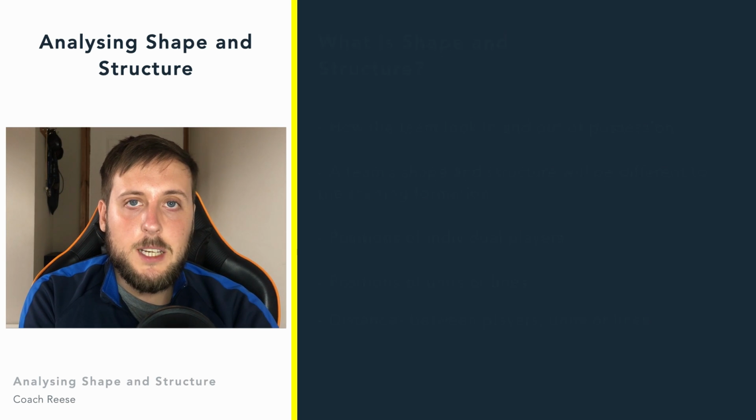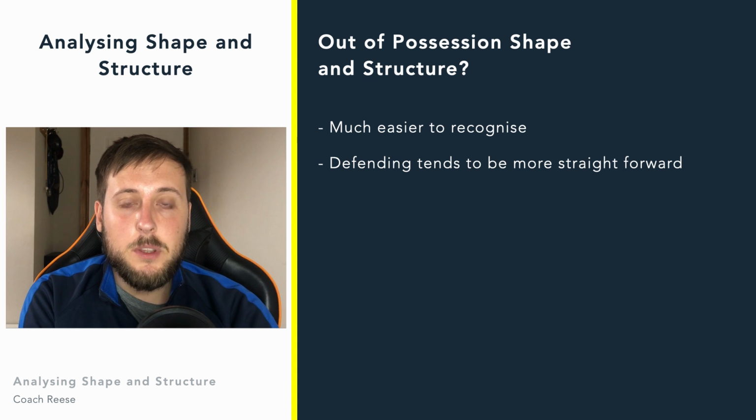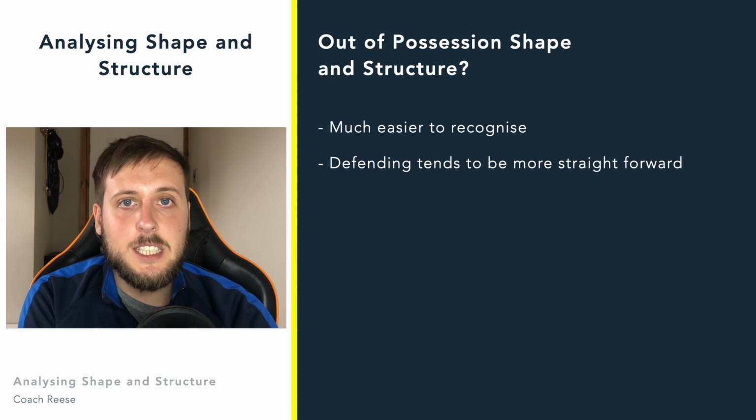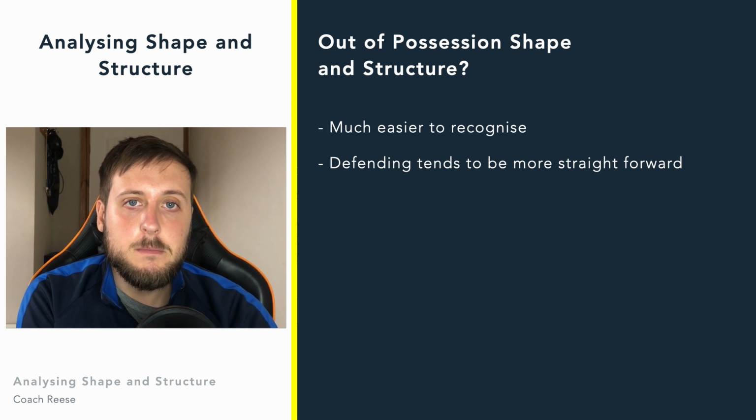So we're going to start with out of possession. And the reason we're going to start with that is because out of possession tends to be much easier to recognise, and that's more so because defending tends to be more straightforward. Most teams do it a similar way, whereas in possession tends to be a little bit more fluid. There tends to be a lot more player movement involved. And for our video today, we're going to focus around the 4-3-3 formation.